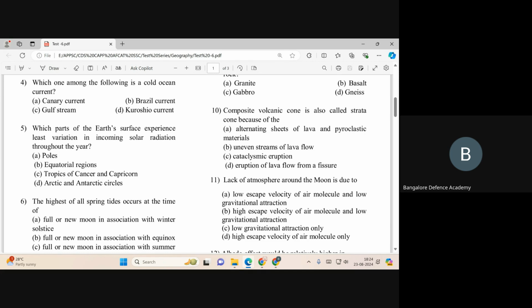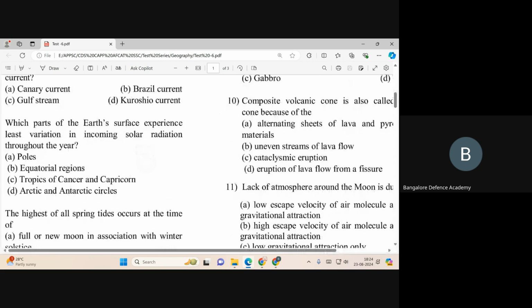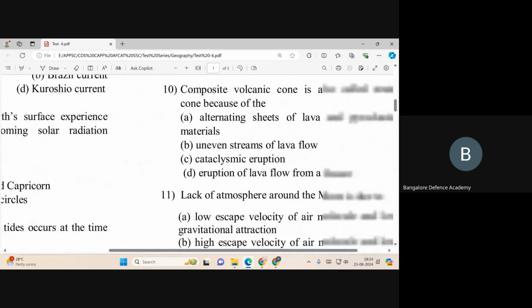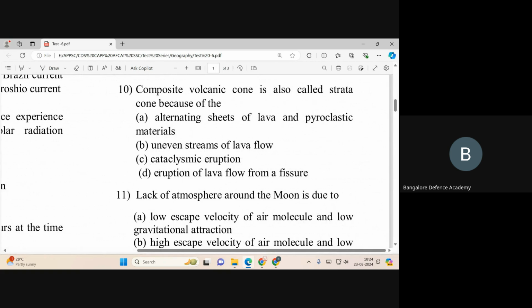Which question, sir? Question number 10. Can you read it? It is not accessible from here, sir. I will zoom it. Now it is visible, right?